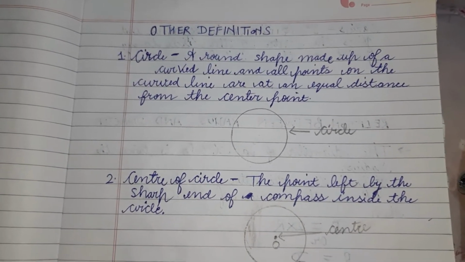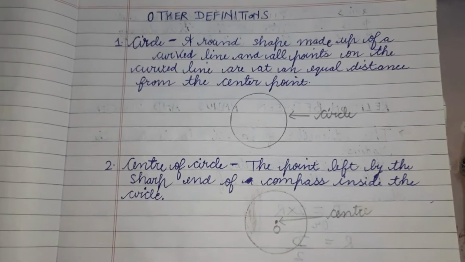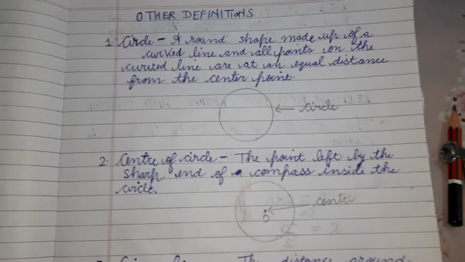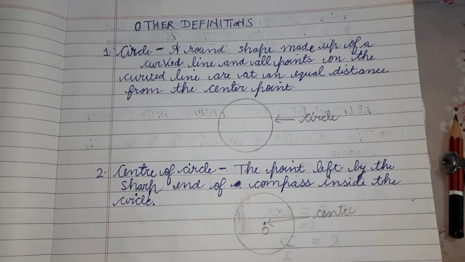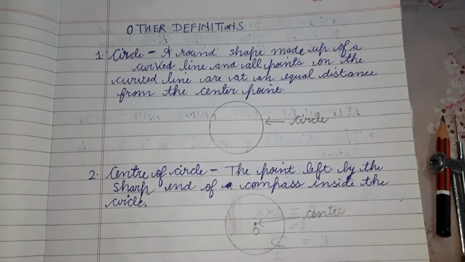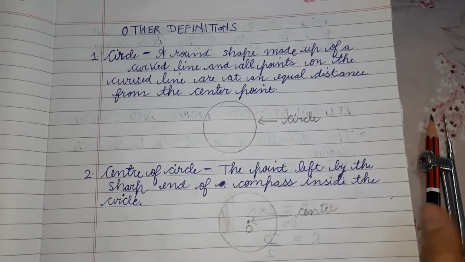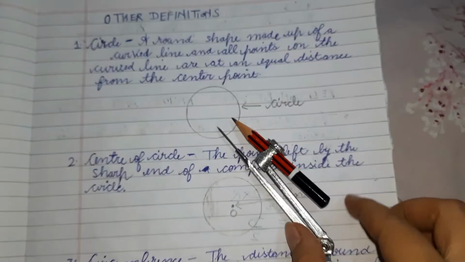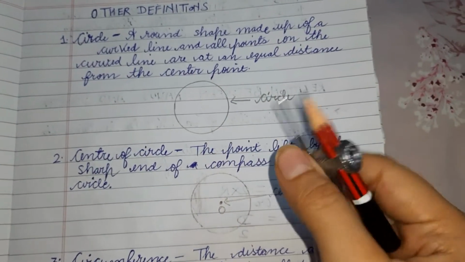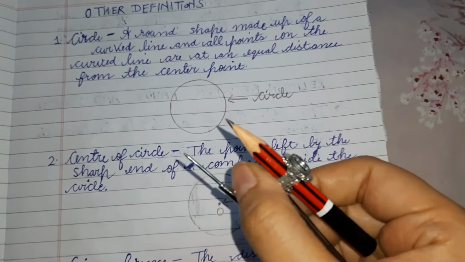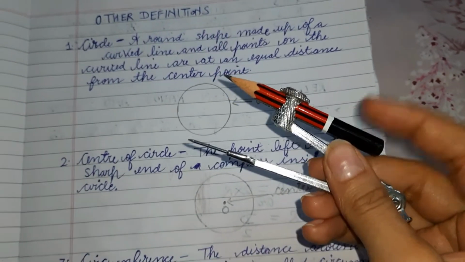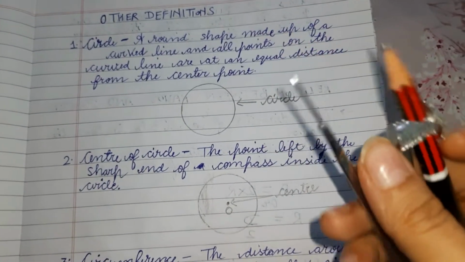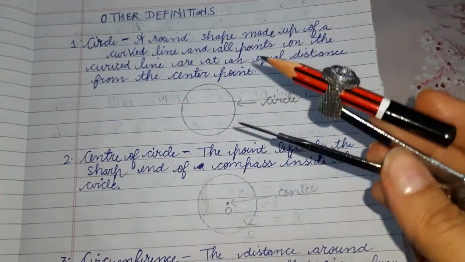So students, we are going to discuss the topic circle now in detail with definition. I will show you how to draw a circle with the help of compass. See students, I have placed a compass here on this notebook. This compass is an instrument with which we can draw a circle. It has a pointed tip on one side and you can hold a pencil on the other side.